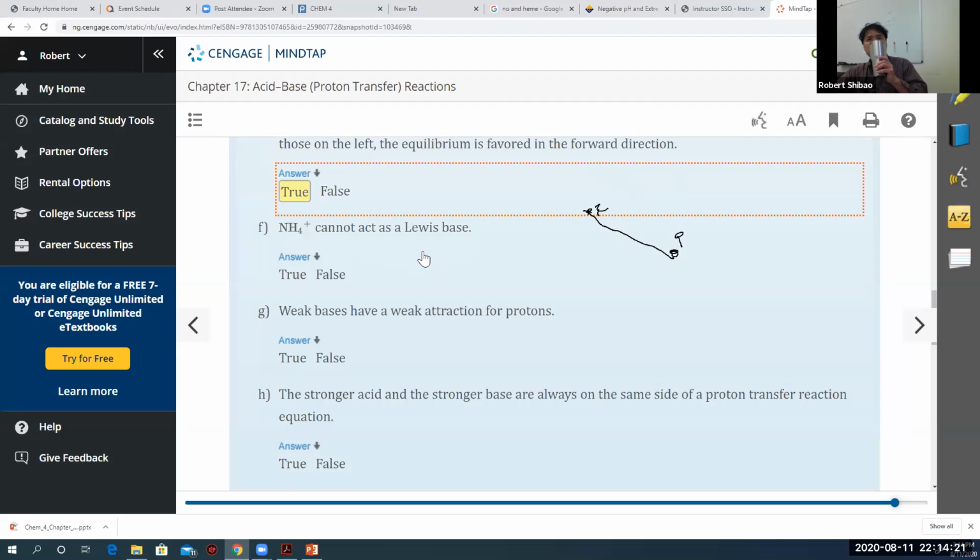Ammonium cannot act as a Lewis base. That's true. Ammonium can't. Now, why can't it? Well, it's already maxed out. It doesn't want any more hydrogens because there are no electrons to bond it.